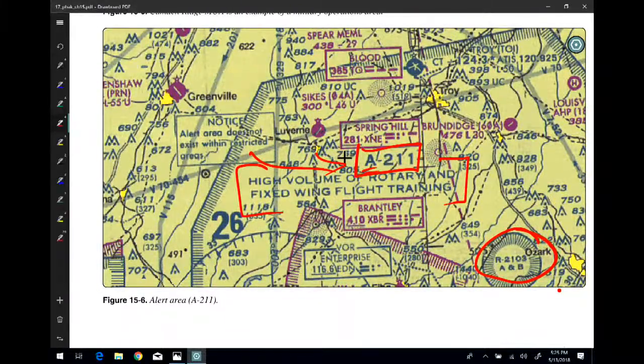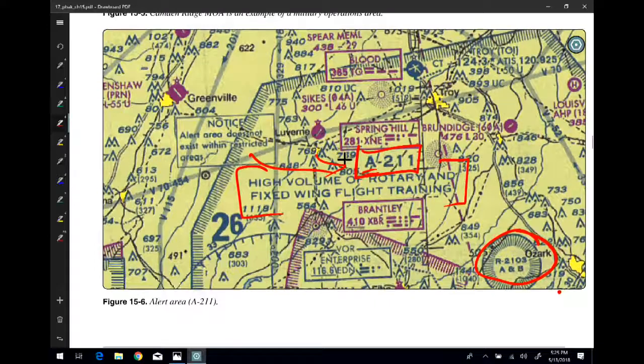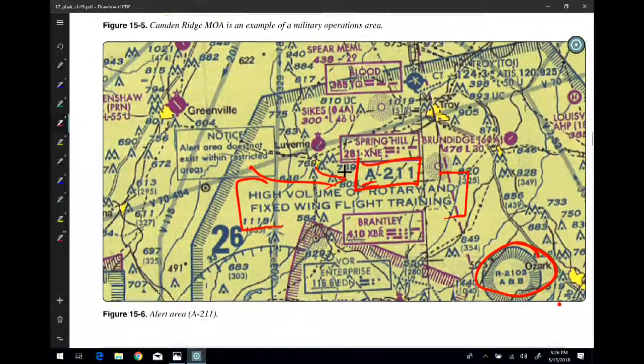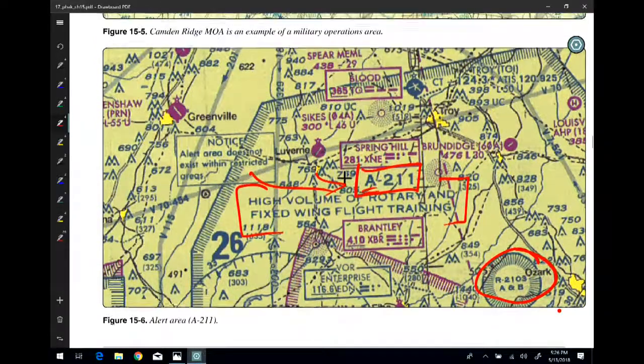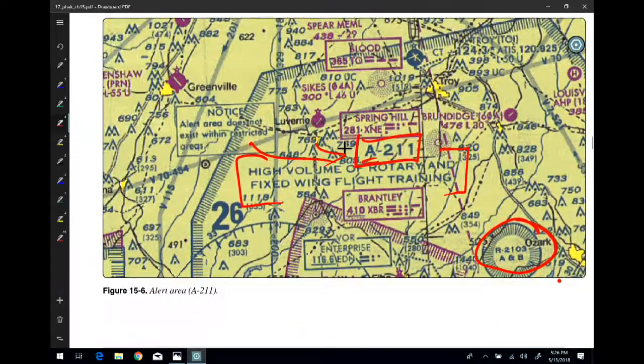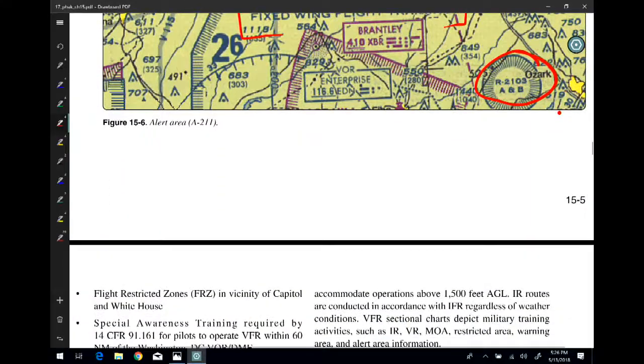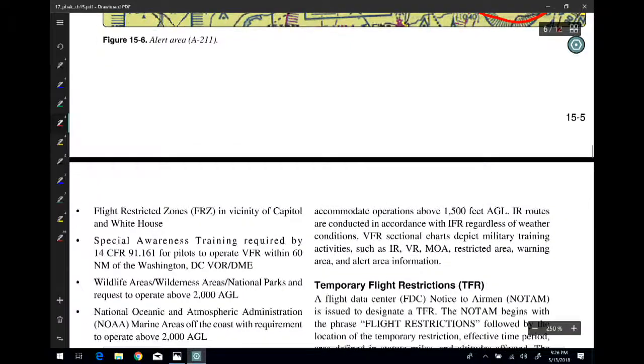I'm trying to figure out where this is. Greenville. Trying to see if I see an airport that... I don't know if that's like in Kentucky. Maybe Kentucky or Tennessee, maybe somewhere.